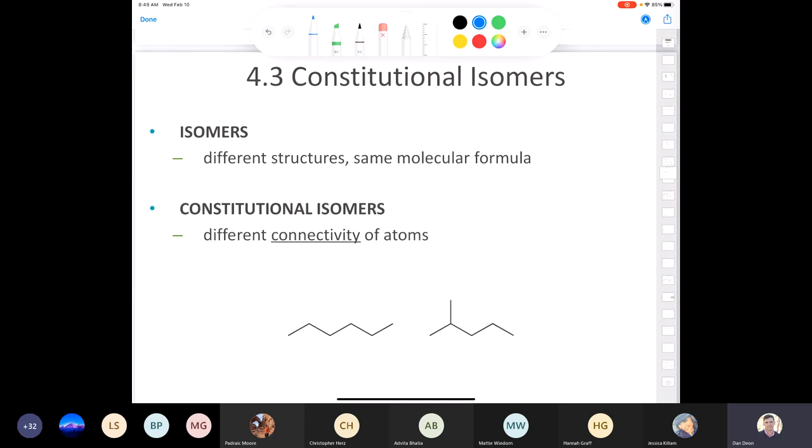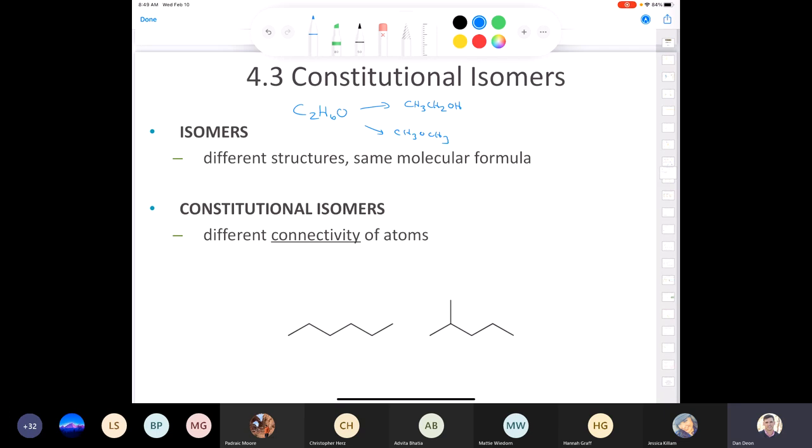Isomers are simply compounds that have the same molecular formula, but have different structures. I think the classic example that I always bring up in class is C2H6O. It can either be this, which is ethanol, or it could be this, which is dimethyl ether. And those are two very different compounds. Well, the same thing can exist for an alkane.